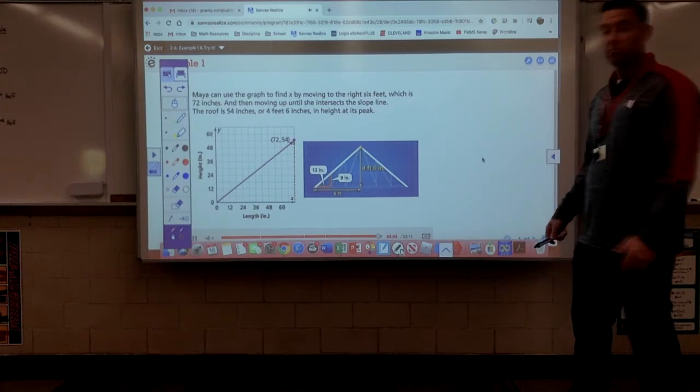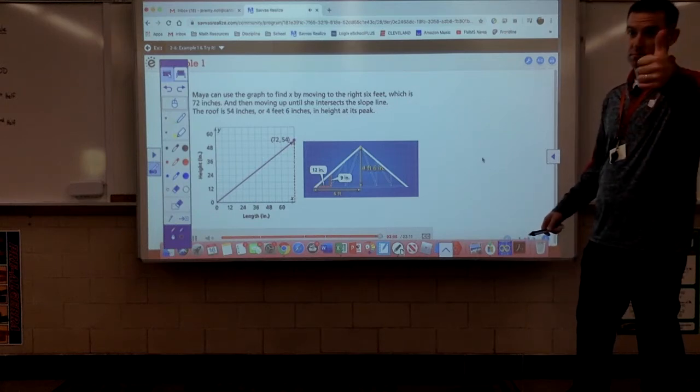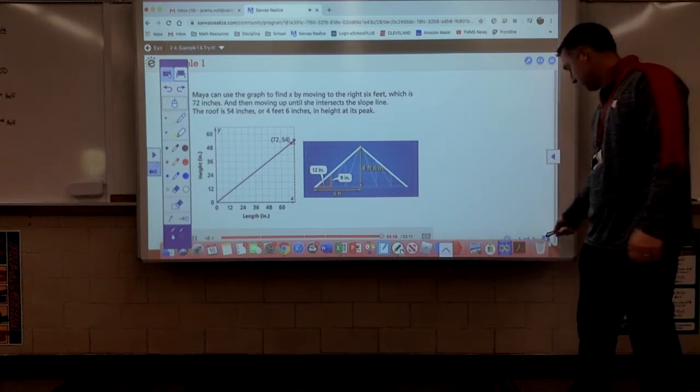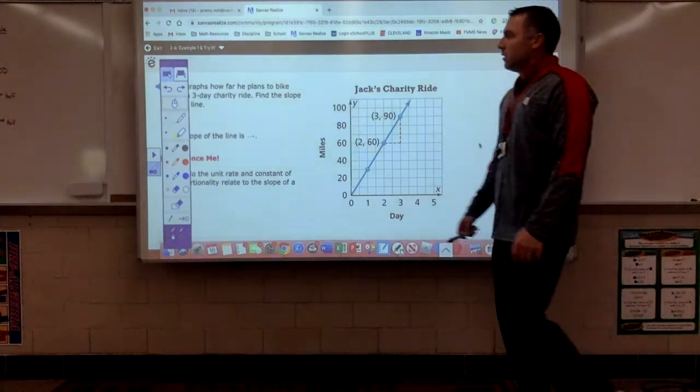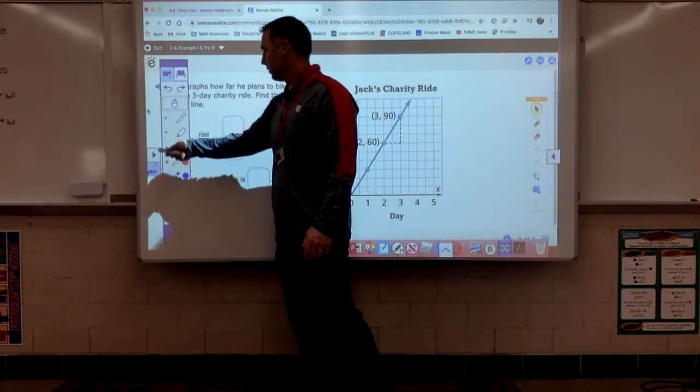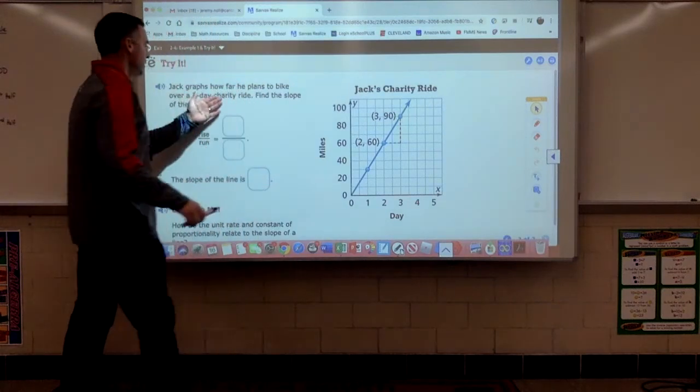Now you know what the slope of a line is? You can use slope to solve problems. There you go. Now you know. Y minus y over x minus x, folks. So all we're doing here, we're going to do it 94 more times.